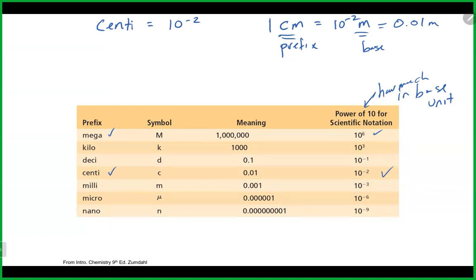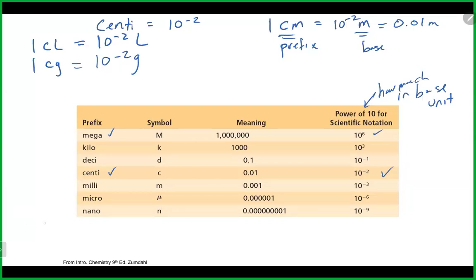It doesn't matter what the base unit is. If I had 1 centiliter, that would also mean I would have 10 to the minus 2 liters. So again, in one of the prefix units, there is 10 to the minus 2 of the base unit. In the case of centi, it could be grams as well. If I had 1 centigram, that would be 10 to the minus 2 grams. So that's really important. It is a super common error that people make. They always want to flip these things around.